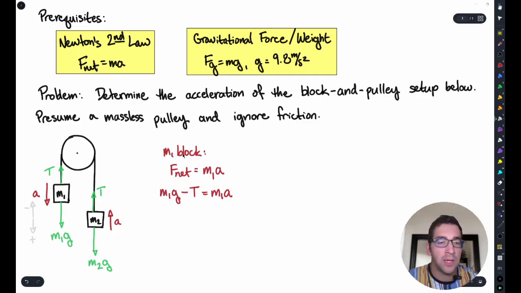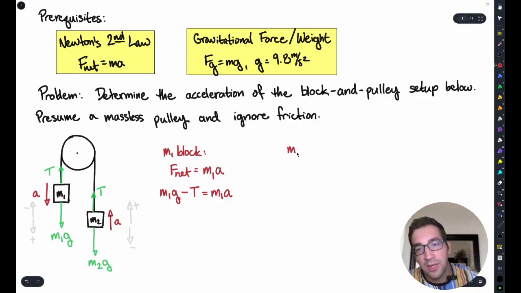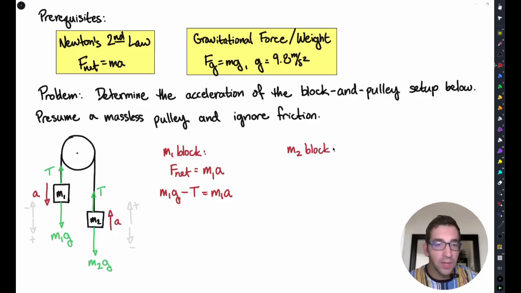For the M2 block, it's a little bit backwards in the sense that acceleration is upwards this time. So we're going to regard upwards as positive. Downwards here is going to be negative. That's just the convention that's necessary in order for that Newton's second law equation to work out and give us the correct result. So let's go ahead and do the M2 block. We have F net equals M2A. And then for the net forces, we have a positive tension, negative M2G.